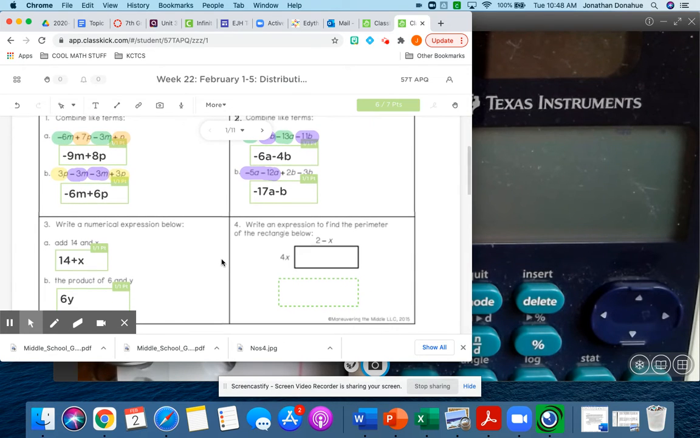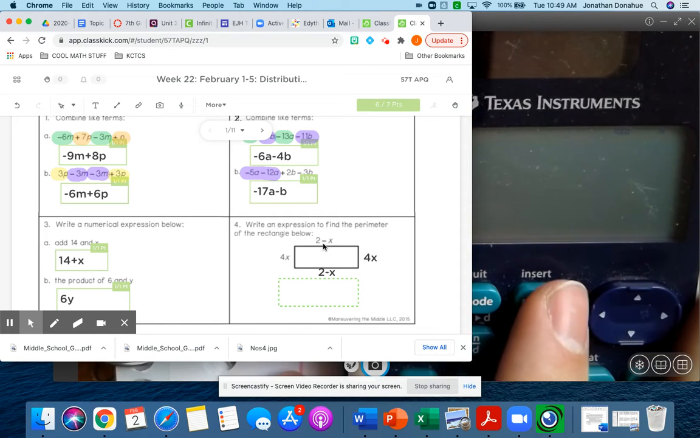Let's take a look at number 4. It's probably the hardest of these. I'm going to go ahead and plug in this. We know that if this is 4x, that means this side must be 4x, right? I think we can all agree on that. And then on the bottom, we can also agree that it's going to be 2 minus x because it has to be the same as the top. All right, so I've got this all sandwiched out. So the question is, write an expression to find the perimeter of the rectangle below.